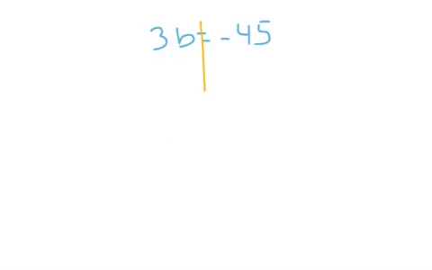Same thing here, draw your line down your equal sign. The opposite of multiplying by 3 would be dividing both sides by 3. So I would have b equals negative 15.